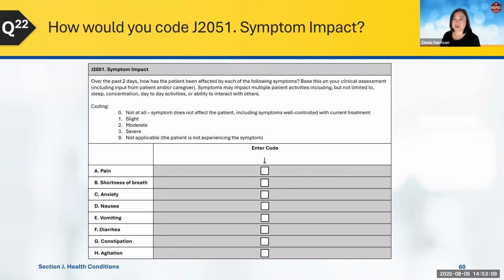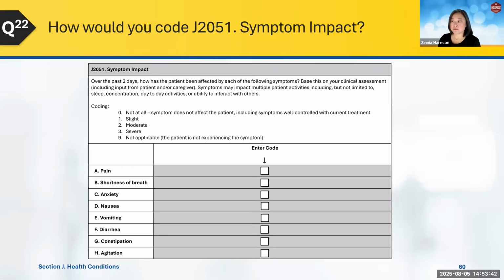How would you code symptom impact here? Based on the scenario, rate each of the symptoms listed. Remember, code 0, not at all, 1 for slight, 2 for moderate, 3 for severe, 9, not applicable if the patient is not experiencing the symptom. And the symptoms to consider are pain, shortness of breath, anxiety, nausea, vomiting, diarrhea, constipation, agitation.